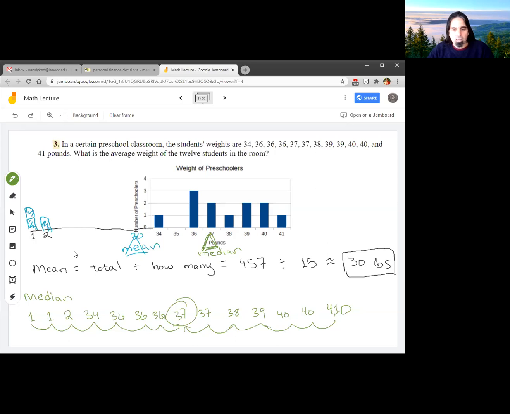So if there is a neighborhood that has one mansion, or a set of incomes in a business with one CEO or so on, and you want to not include the very biggest or the very smallest, then the median gives you a better picture of what's actually typical for the situation.